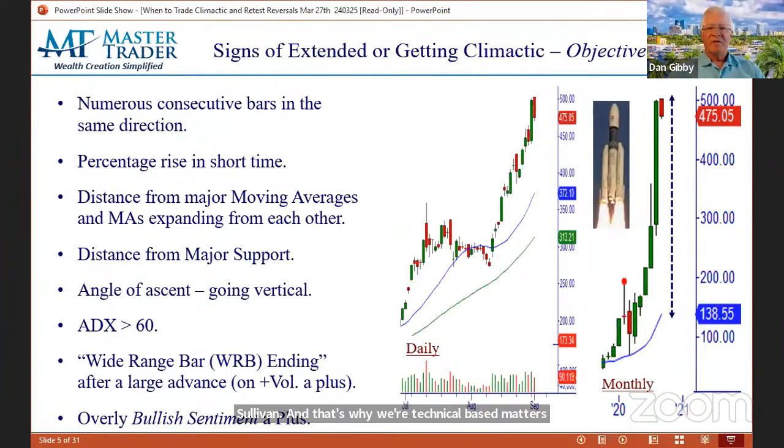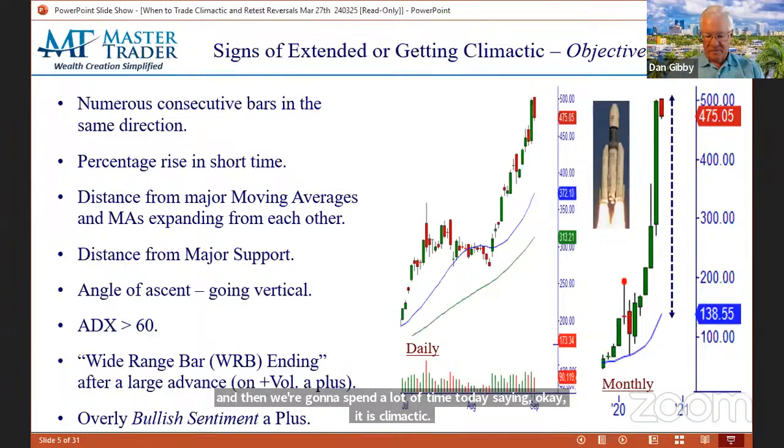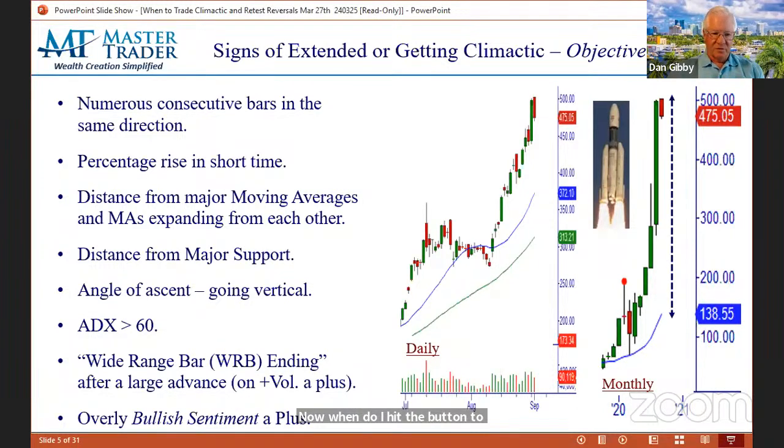So I came up with this list: signs of getting extended, climactic, objective criteria. Now, Greg and I can look at the daily and weekly and say, yeah, that's climactic. It's getting ahead of itself. And then we're going to spend a lot of time today saying, okay, it is climactic. Now, when do I hit the button to fade it? That's a different question, which we're going to spend a lot of time on. So these are just objective criteria, and we combine them all, and we do it visually, but we start slow, and here you go.